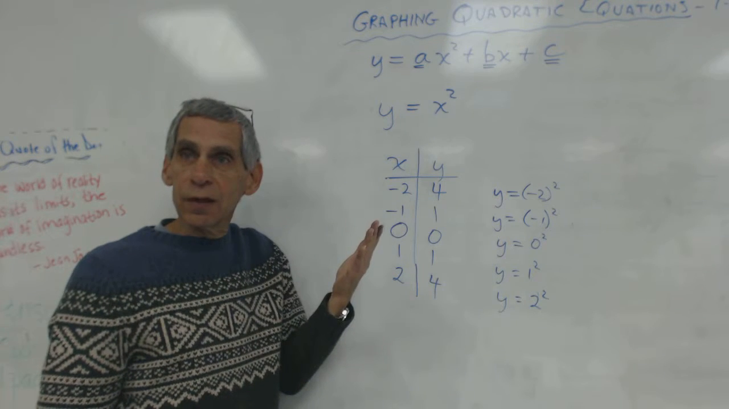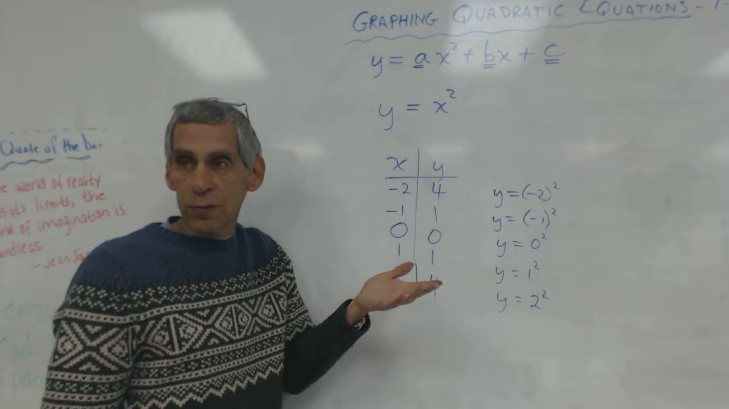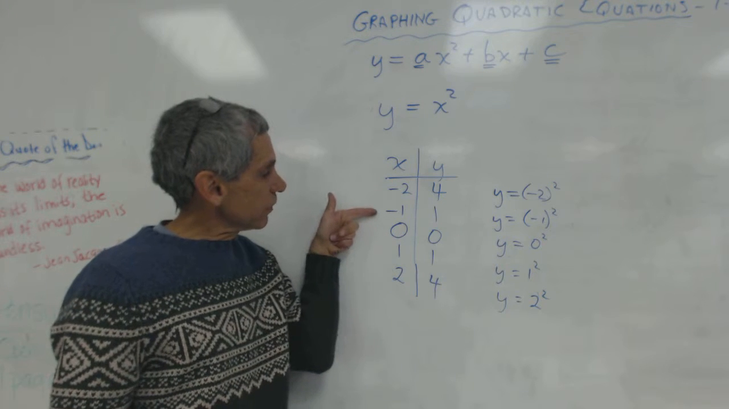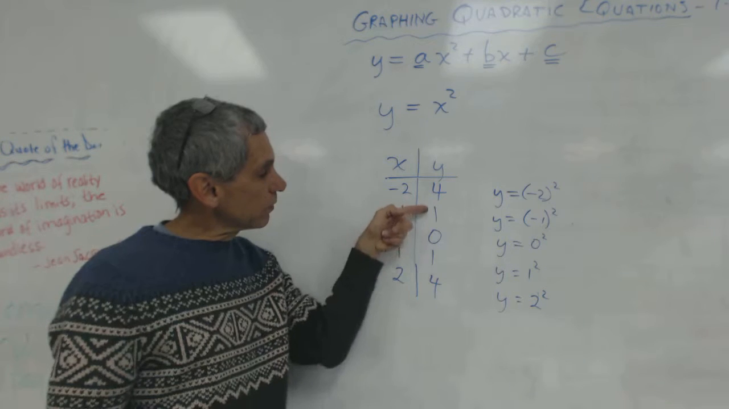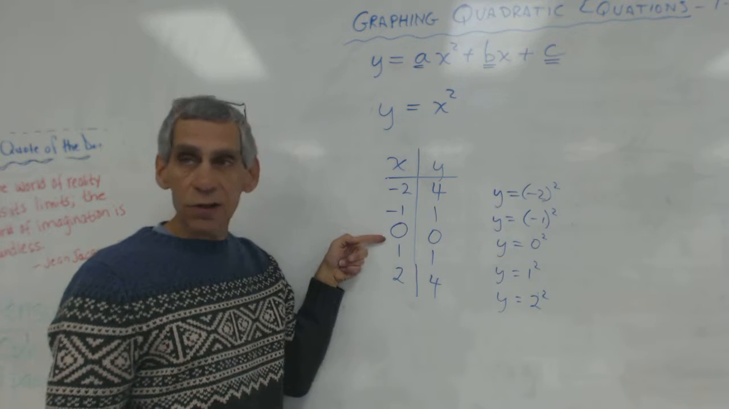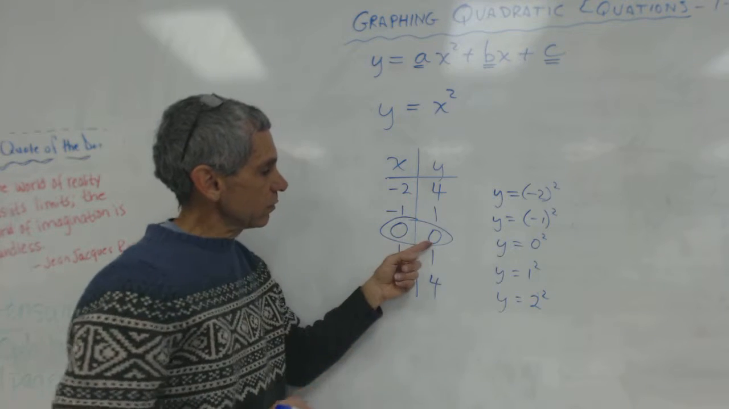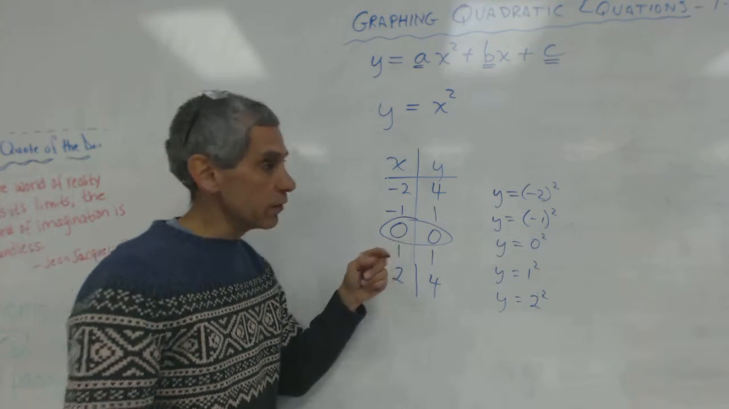Because squaring something would be a negative times a negative. It becomes a positive. So you're going to have exactly the same thing in the y. Same thing for the negative one and the positive one. They both give you a positive one for the y. And the 0 gives you a 0. This, where the y is 0, in this case, is a turnaround point.